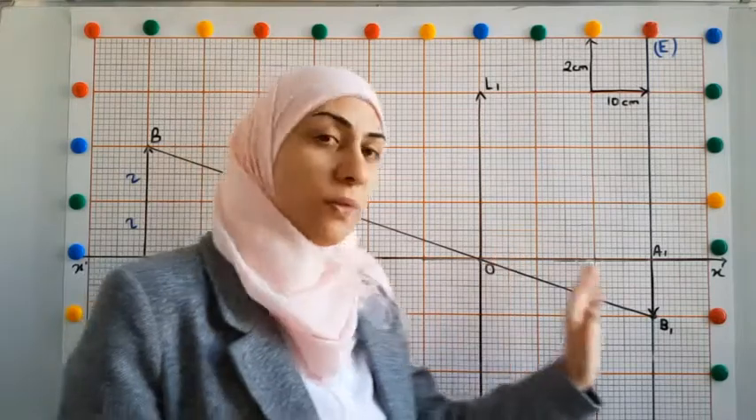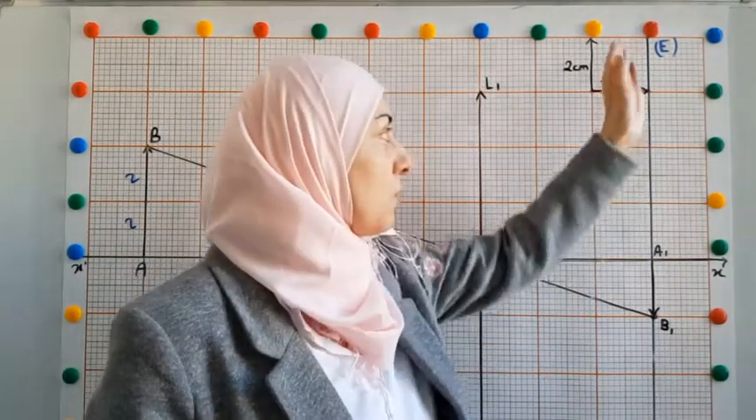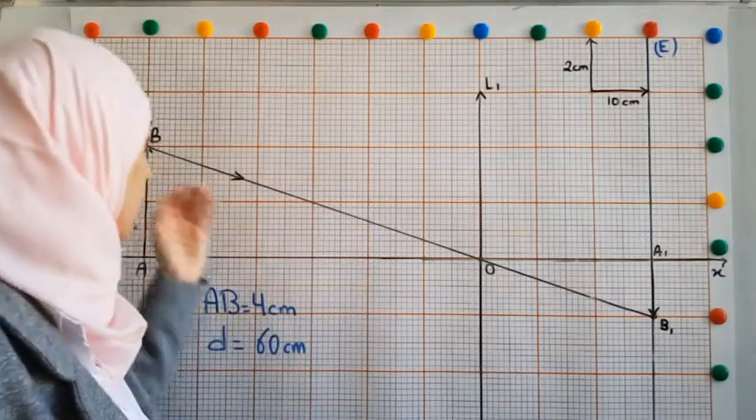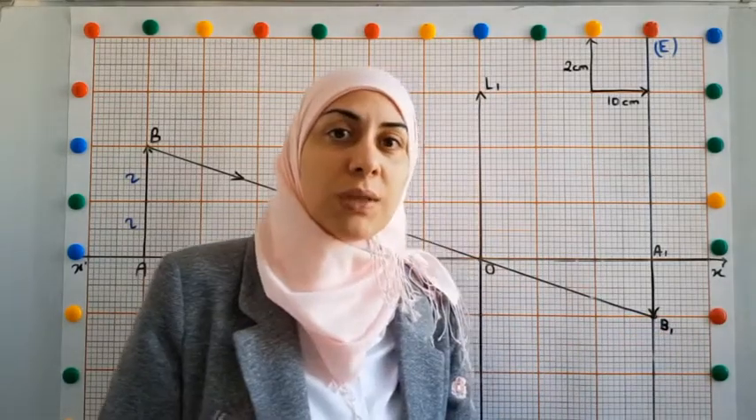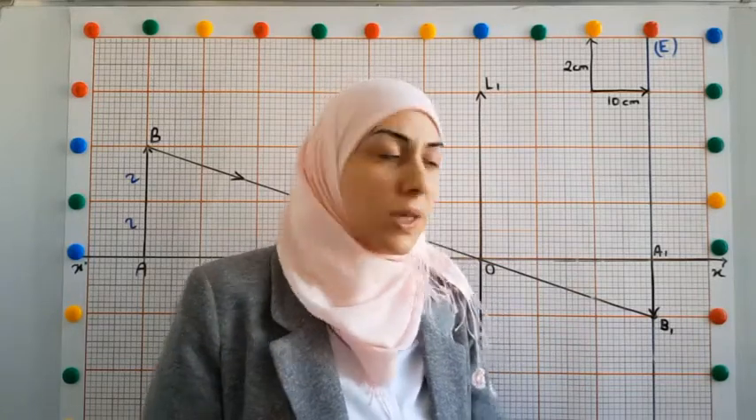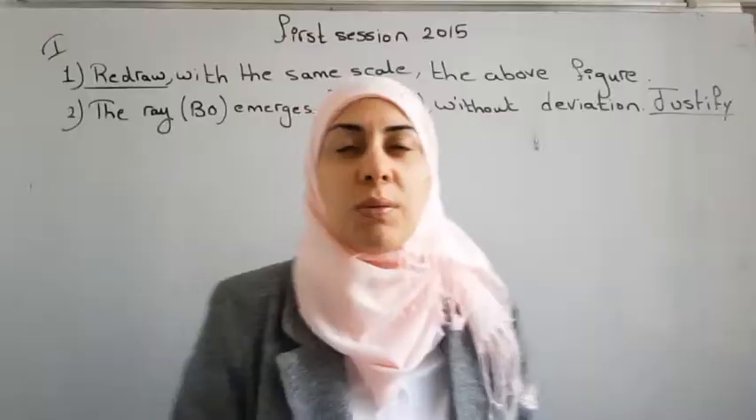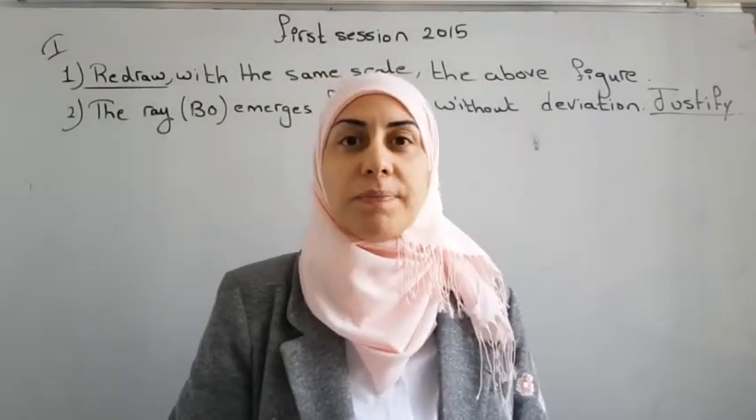On the other side of the lens, you move 1, 2, 3 centimeters graphically to draw the screen E. And then you draw this ray of light which starts from B and passes through O and hits the screen at point B1. A1B1 is the image of AB and it's represented by 1 centimeter on the graph. The ray BO emerges from the lens without deviation. Justify.